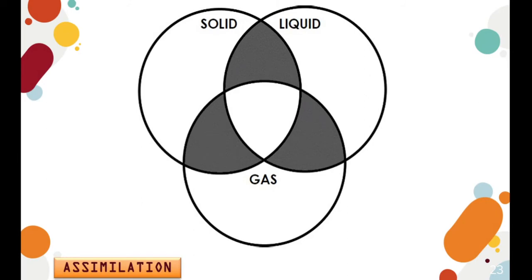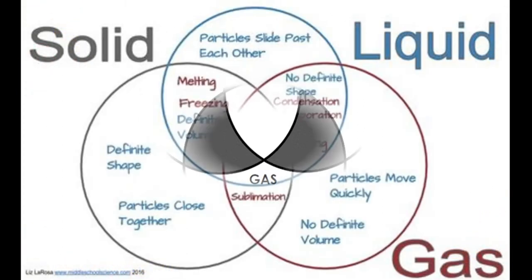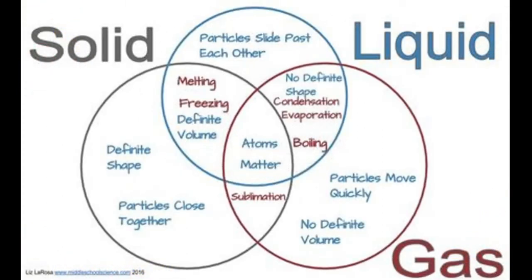Now, for your assimilation, using a three-circle Venn diagram, compare and contrast the properties of solids, liquids, and gases. But how will you accomplish this? You can look at this example. As you can see here, in the space where two circles meet, you must put their similarities, and the space that is not interconnected must be the differences.